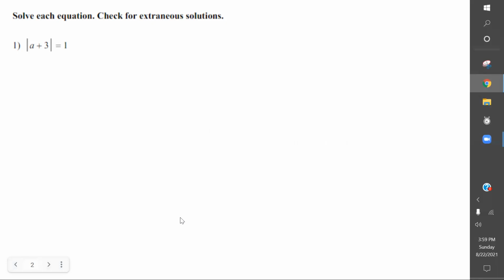We have an absolute value problem. The absolute value of a plus 3 is equal to 1. If you remember our 3 steps to solving absolute values, step 1 is make sure that the absolute value is completely isolated. In this instance, it is. So we're going to go ahead and move on to step 2. The reason I know that this is isolated is because the absolute value is the only thing on the left-hand side of the equation, and everything else is on the right.